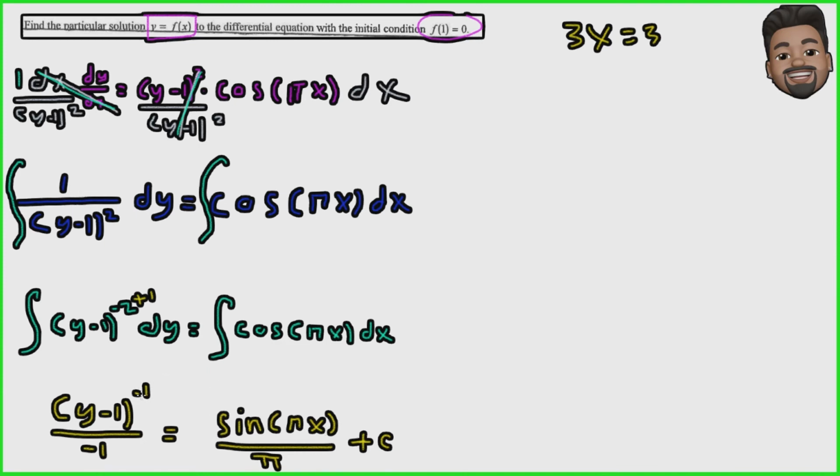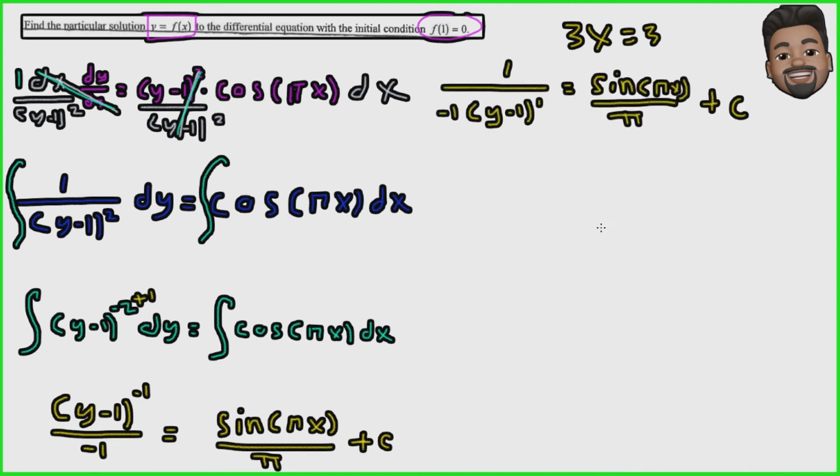I don't like negative powers, so I'm just going to rewrite this as 1 over. What I did is I put this on the denominator. That's going to give you a positive exponent, which is 1 when we put it back on the denominator. And then I have this so far. Now I'm going to go ahead and plug in my initial conditions.